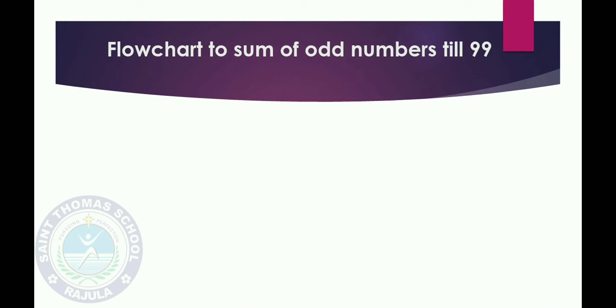Sum of odd numbers till 99. Means we want to do the summation operation, the sum operation. But of what? Of only odd numbers, no even numbers. Odd numbers like 1, 3, 5, 7. And not only do we want to display these numbers, we want to display the sum of these numbers. So 1 plus 3 plus 5 plus 7 till number 99.